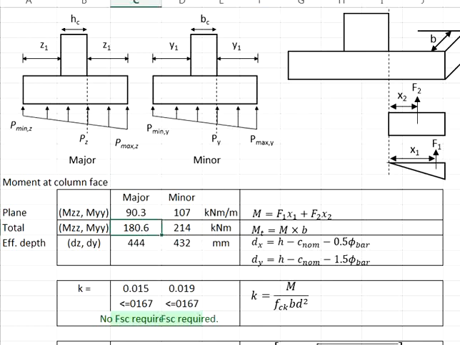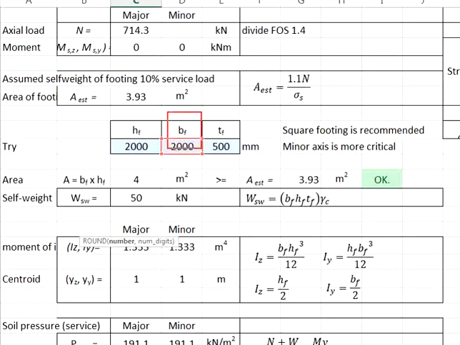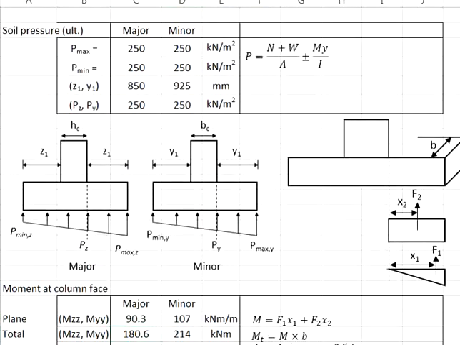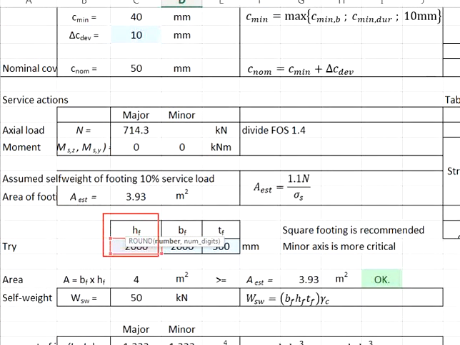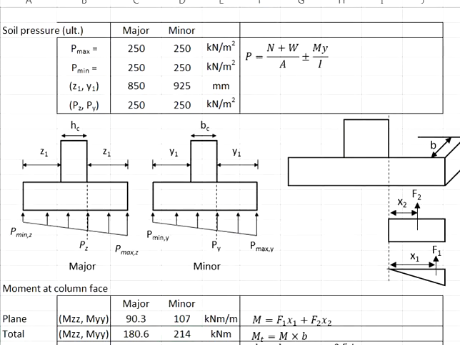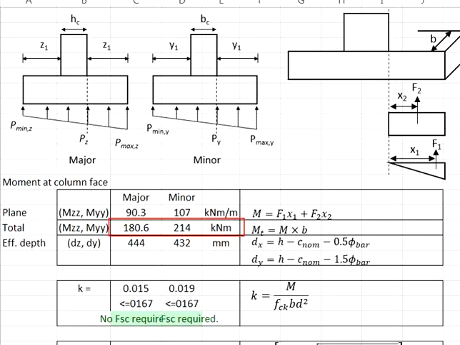So, if you observe the calculations, the total moment here will be calculated by having the moment here multiplied with the B, which is the minor axis. And then when you want to calculate the moment here, it will be the plane moment multiplied with the H, which is the major axis. That gives you the design moment of 180.6 and 214 kilonewton meter for the major and the minor axis respectively.